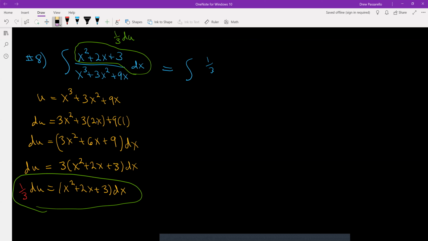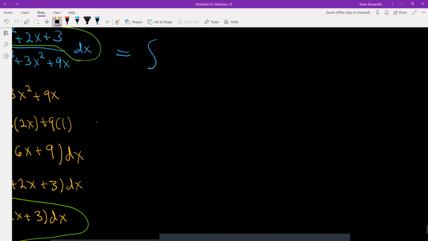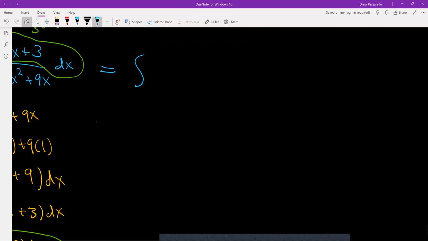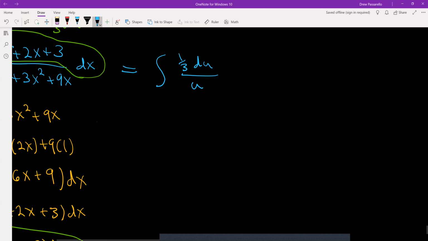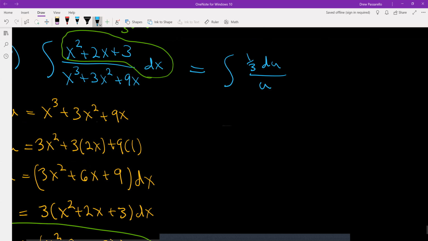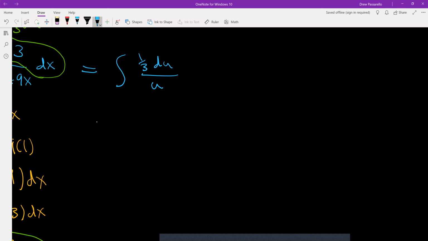I'm going to zoom in so it makes my handwriting look better. So I have 1/3 du. And it's all over u because I let the entire denominator be u. And I'll factor out the 1/3. And then I'll have du over u is the same thing as just 1 over u du. And then I use my natural log integration rule.